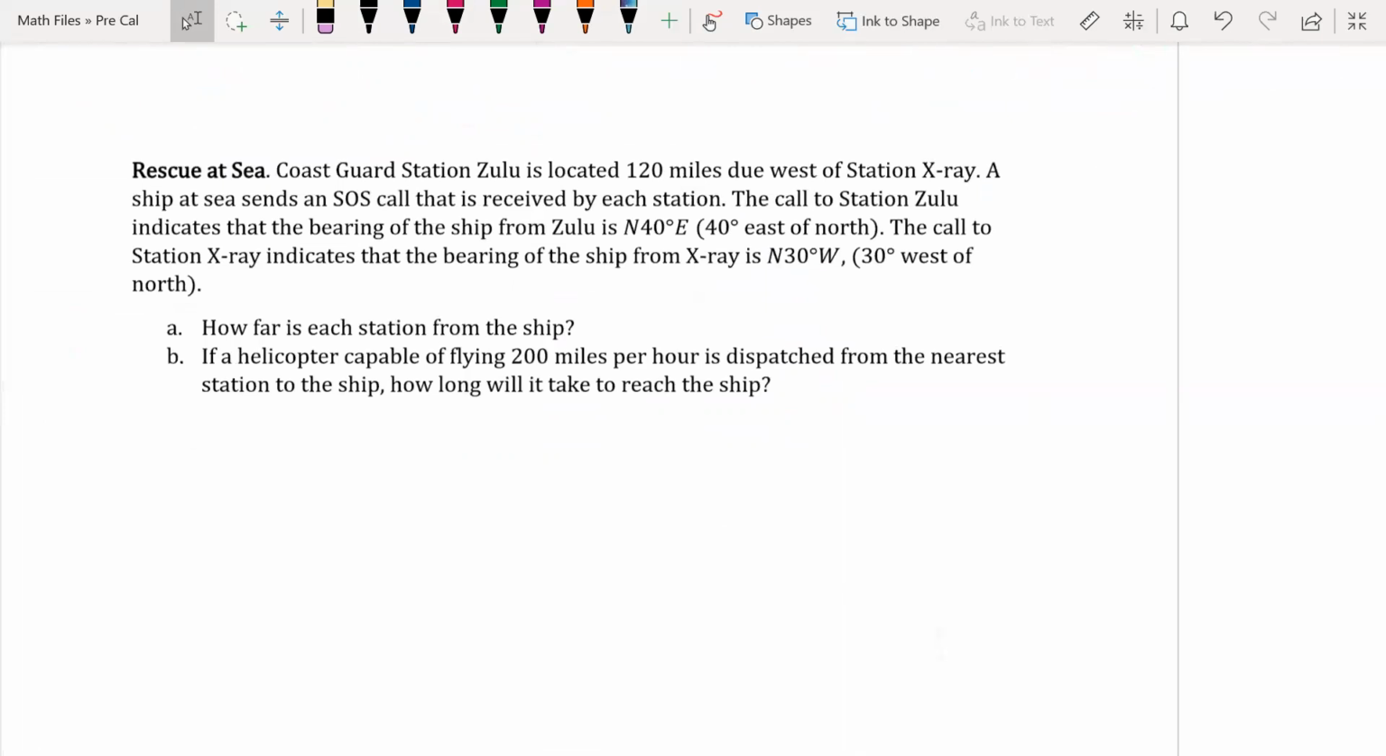All right. Coast Guard Station Zulu is located 120 miles due west of Station X-ray. A ship at sea sends an SOS call that is received by each station. The call to Station Zulu indicates that the bearing of the ship from Zulu is 40 degrees east of north, and the call to Station X-ray indicates that the bearing of the ship from X-ray is 30 degrees west of north. How far is each station from the ship?